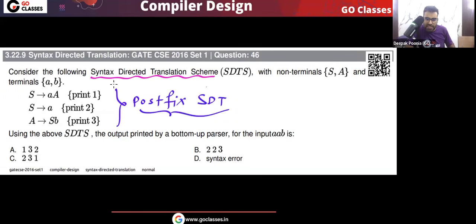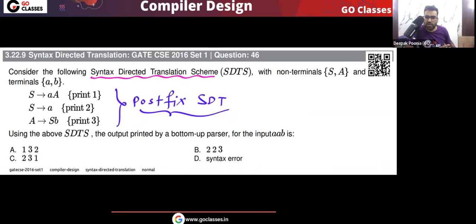And when a postfix SDT is given to you, how do you evaluate it? The best method I told you: we will make the parse tree without semantic actions. Then we go left to right, depth first. And when we reduce a production, immediately after reducing it, we execute the corresponding semantic action. This is the simple method.